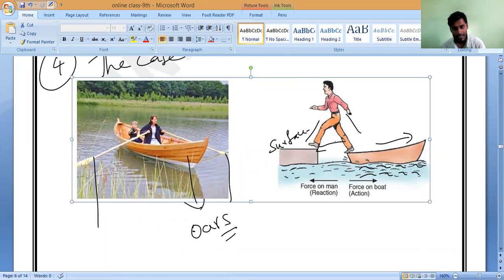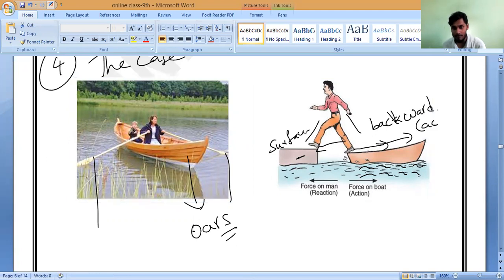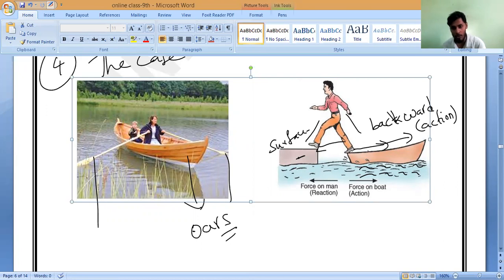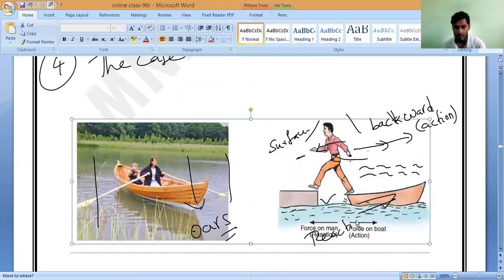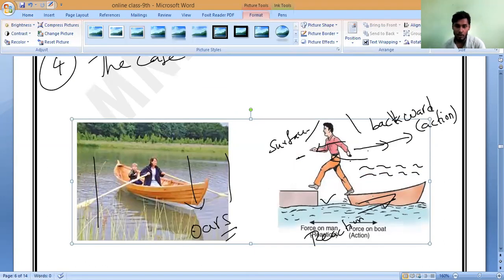So when the person is trying to jump out from the boat to the land, or any kind of river bed or sea bed, then what is happening? He is trying to push the boat in which direction? Backward direction. Understanding? So that is what we call action. He's trying to push the boat in a backward direction. Whatever force is applied by my leg, like on the ground, is called action. Because of that, the boat also will exert the same amount of force in the forward direction. So that is what we call reaction. That is why the person moves in the forward direction.